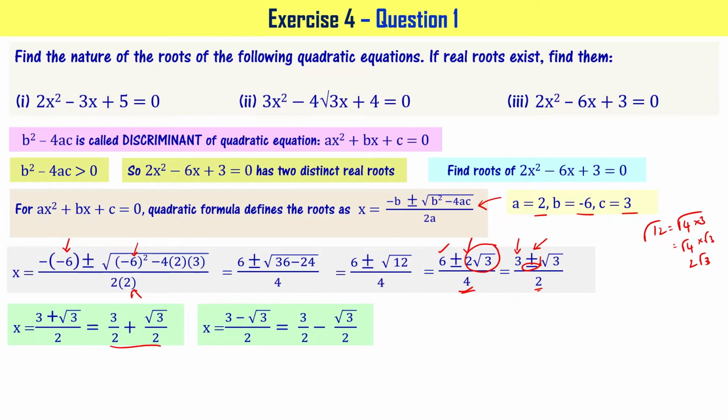So to answer the question, the roots of the given equation are 3 by 2 plus root 3 by 2 and 3 by 2 minus root 3 by 2. These are the roots of the given equation 2x square minus 6x plus 3 equal to 0. Got it?